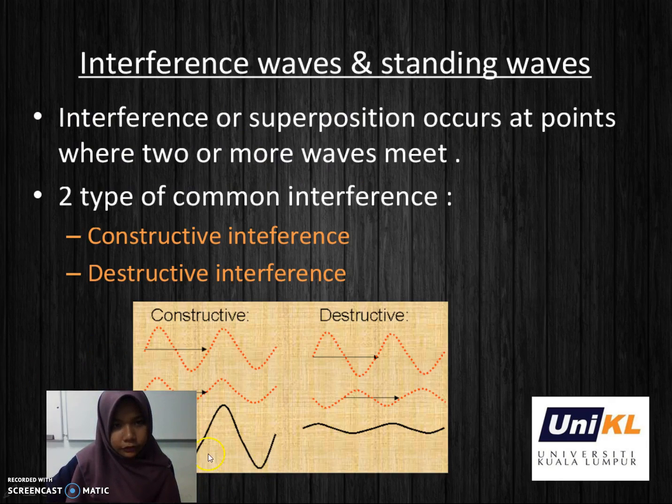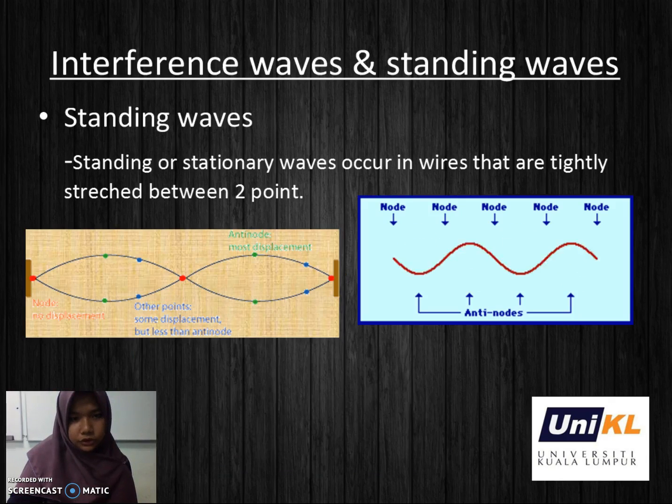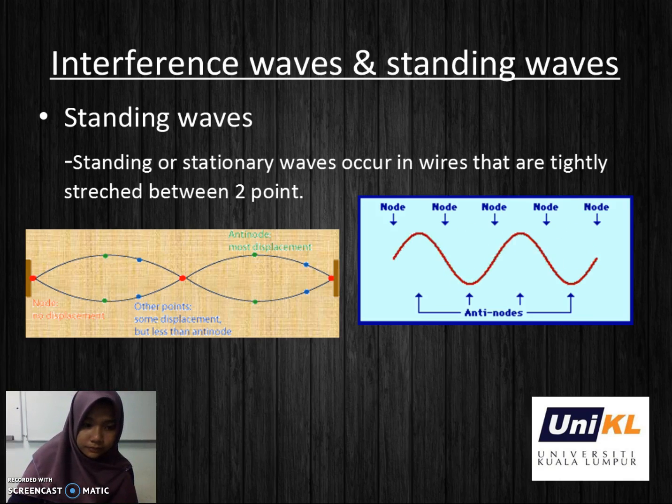So the interference of waves and standing waves. Interference or superposition occurs at a point where two or more waves meet. Two types of common interference are constructive interference and destructive interference. You can see the difference in the picture I've shown. So standing waves. Standing or stationary waves occur in wires that are tightly stretched between two points. You can see there are nodes and antinodes.